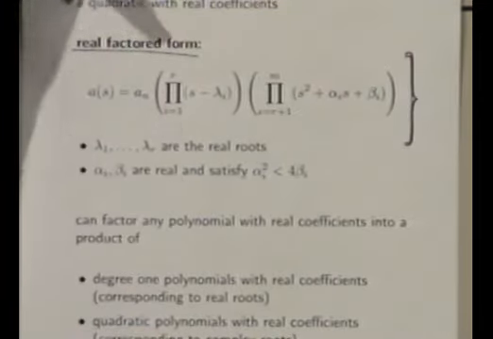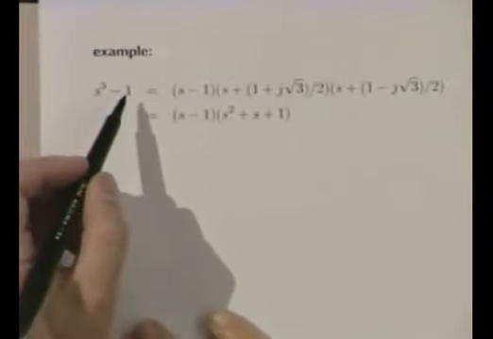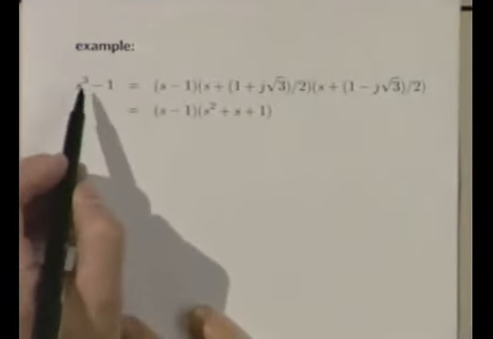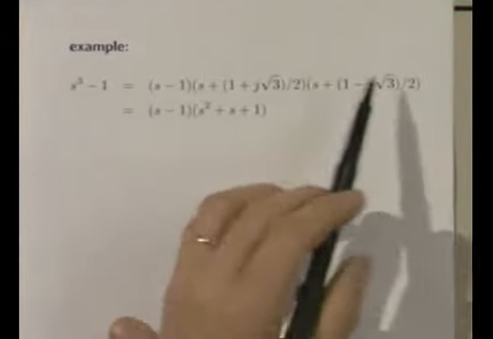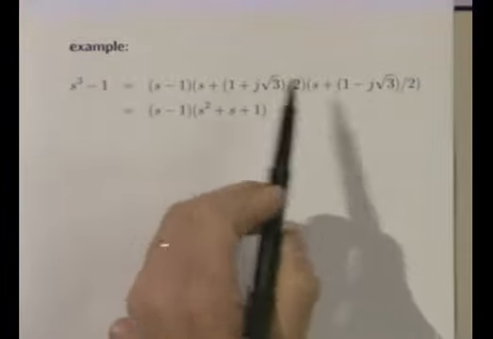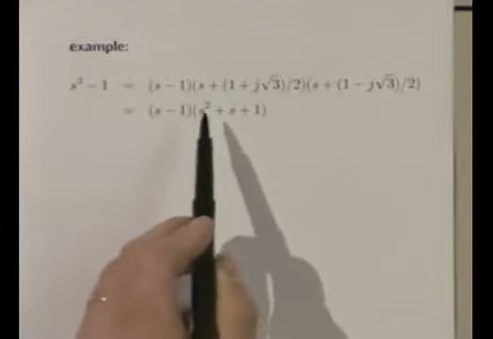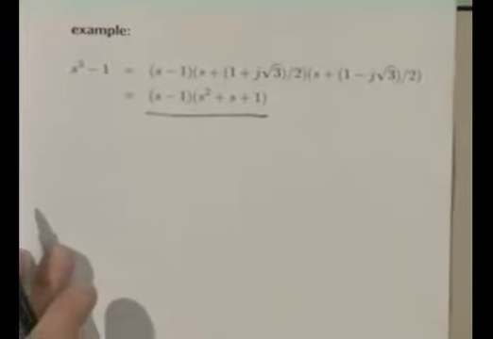Okay, so let's just do a quick example here. s cubed minus 1, well, we know the roots of that. First of all, s equals 1 is obviously a root. You divide it out, you get something else. Here you write it out in full factored form. If I multiply out these two terms, I get s minus 1 times s squared plus s plus 1. And this is the so-called real factored form here.